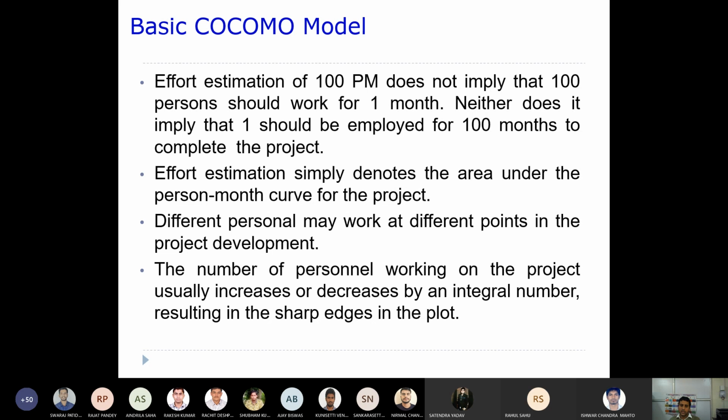The number of personnel working on the project usually increases or decreases by an integral number, resulting in sharp edges in the plot. Now you can understand: sometimes it will increase, sometimes decrease.